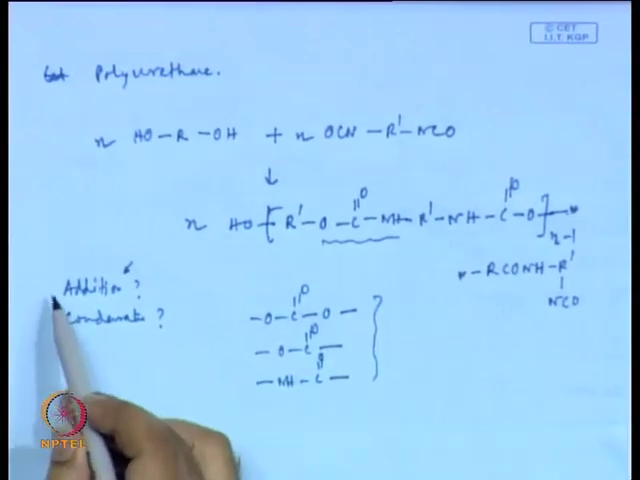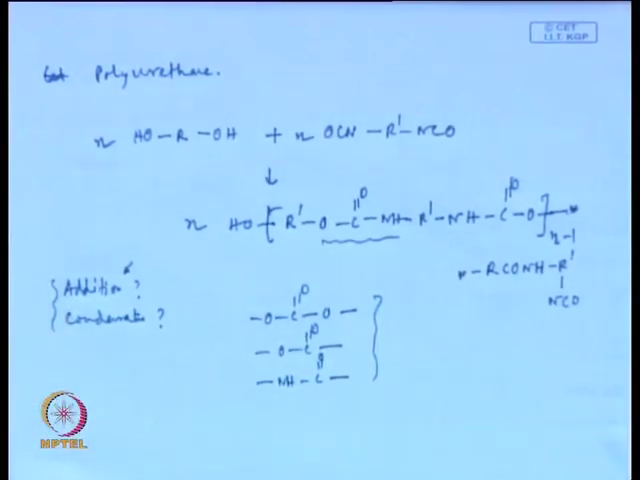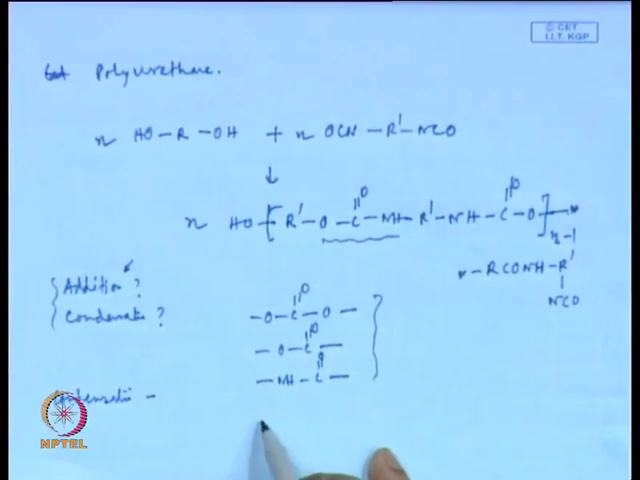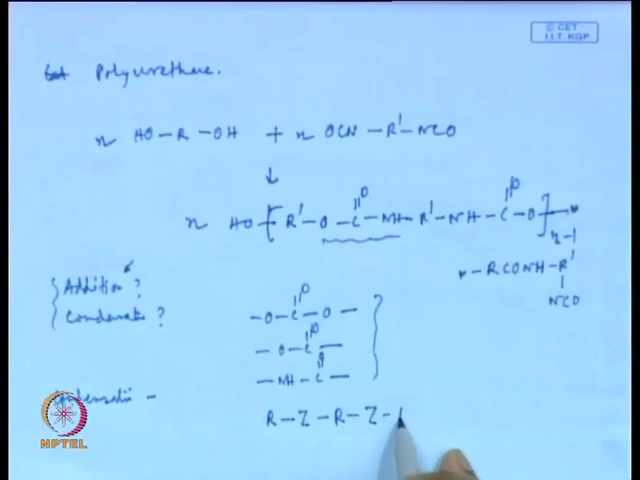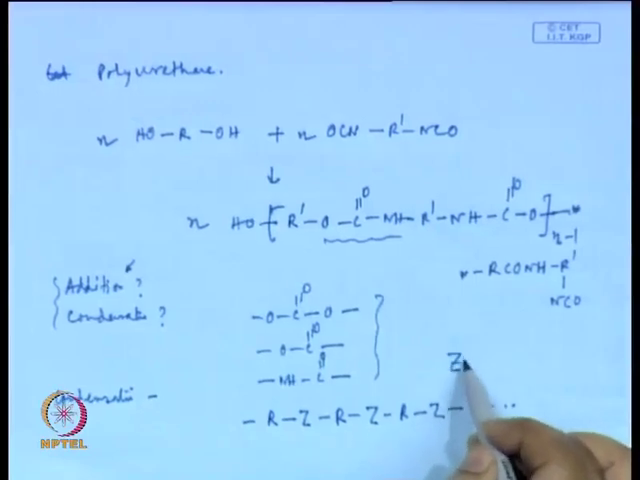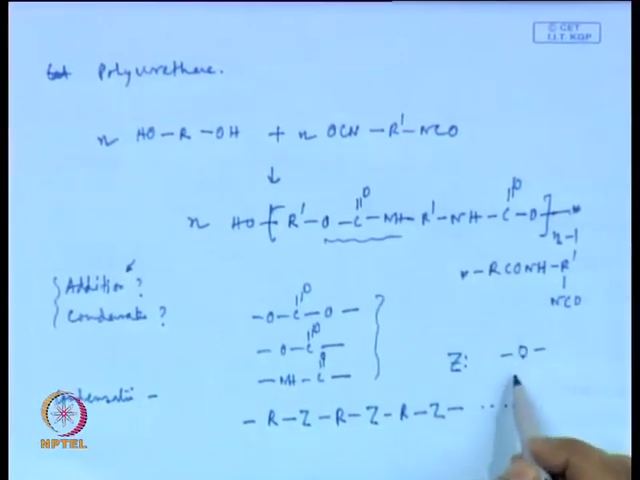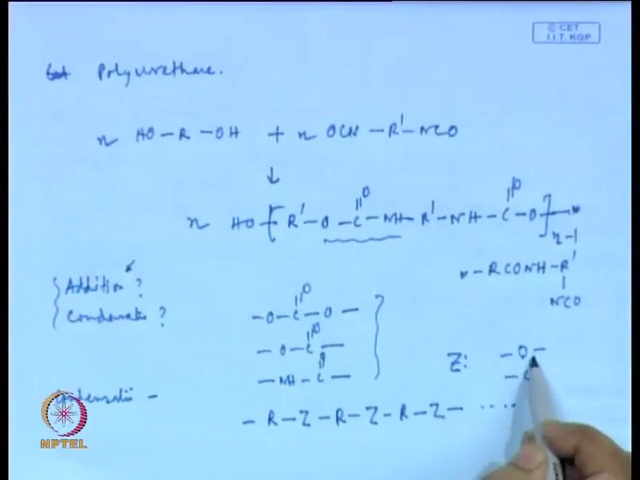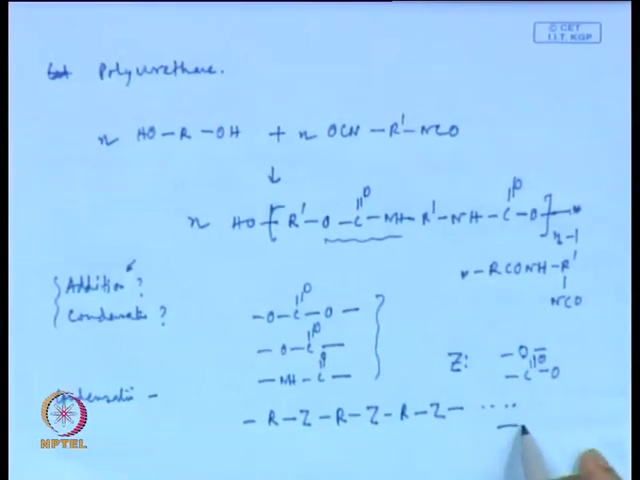So, the original definitions of addition and condensation polymers are modified, and now condensation polymers are polymers where you have a functional group like this Z, where Z could be any of these. It could be oxygen, ether, it could be ester, it could be amide, it could be any of these things.